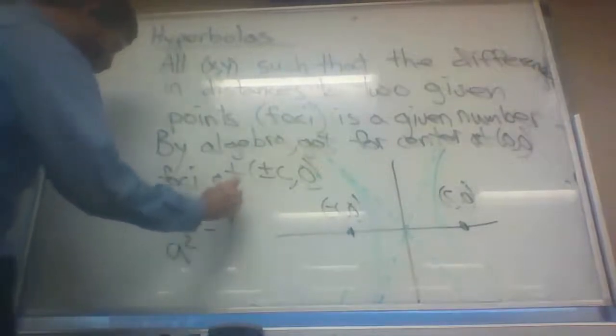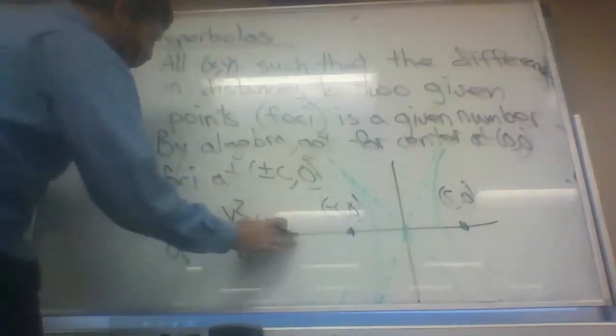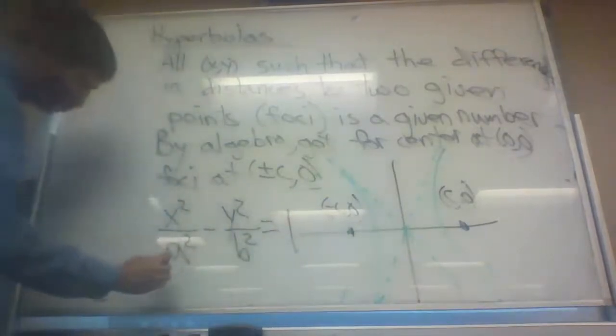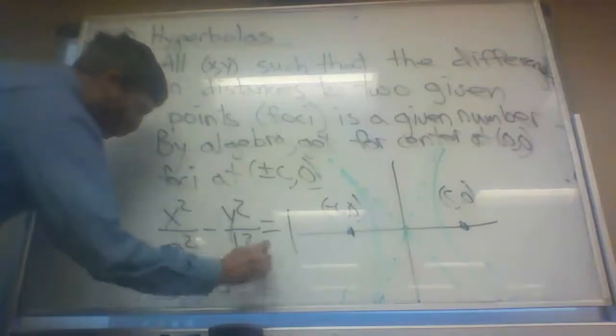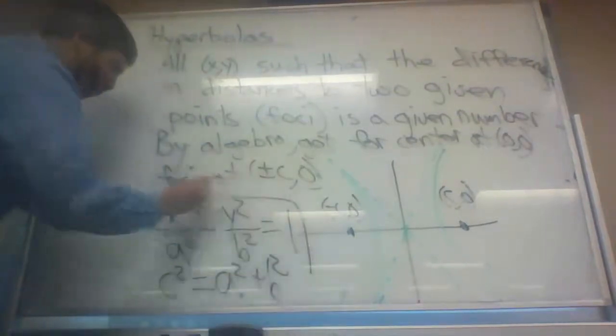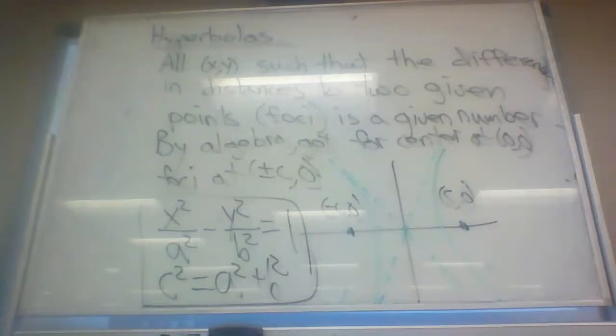And the equation is just a little different. It changes the minus. You get x squared over some number a squared minus y squared over a number b squared equals 1. But this time you do get the Pythagorean theorem exactly. This time c squared by itself equals a squared plus b squared. So there's the standard equation for the hyperbola with center at 0, 0 and foci on the x-axis.